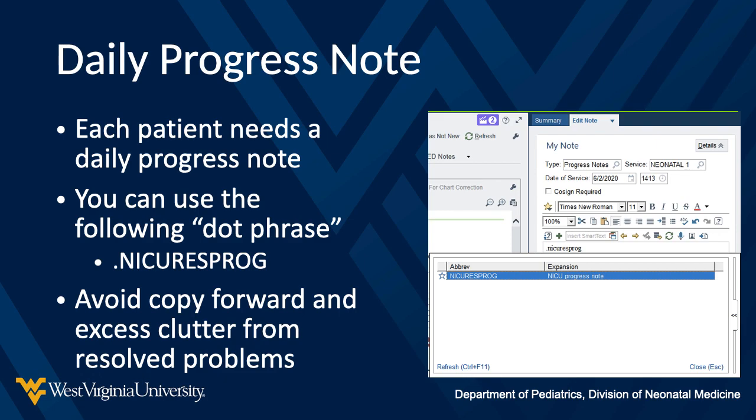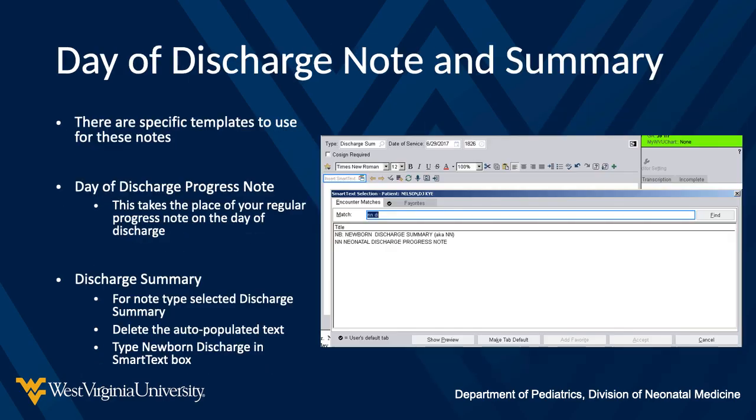Each patient will need a daily progress note. The template for the daily progress note can be accessed by using the dot phrase .NICU res prog. As much as possible, avoid copying forward daily progress notes. This creates a largely unusable, confusing note that sets the stage to carry forward inaccurate information or carry forward problems that have long been resolved for the patients.